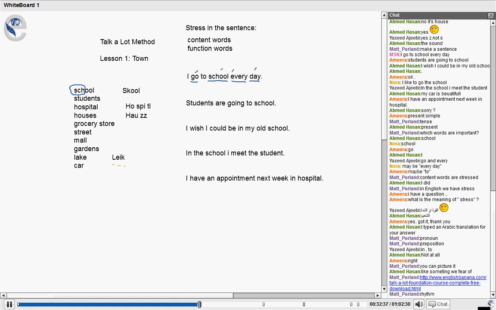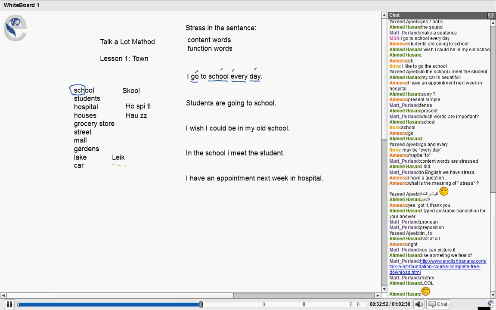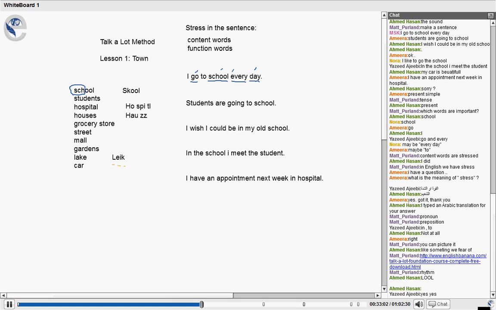You know, in some languages they do speak like that, yeah. In the Japanese language, they don't have any stress. Every syllable is the same. Students are going to school. Da da da da da da da, a Japanese person would say. That's fine for Japanese, but in English we have stress. So look at this sentence, and which words are content words? Which words are content words?